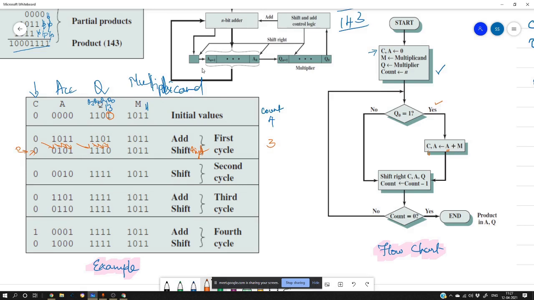Now if you go back again, you check the value in Q. So what is the value in Q now? Q0. What is the value in Q0?